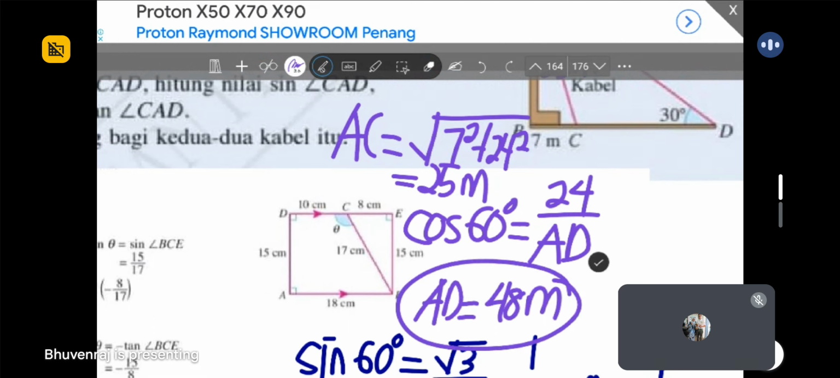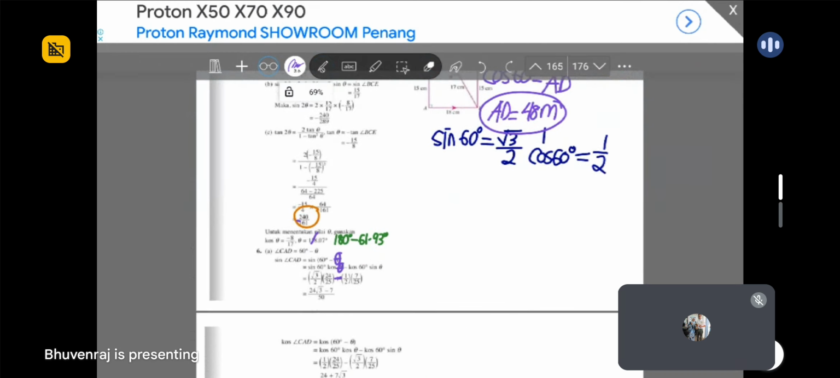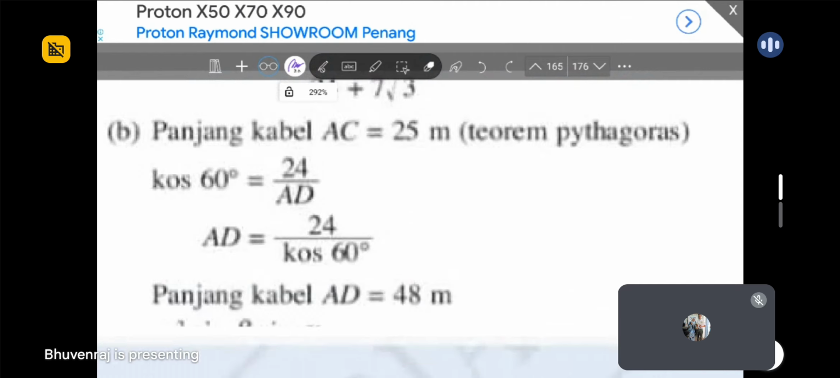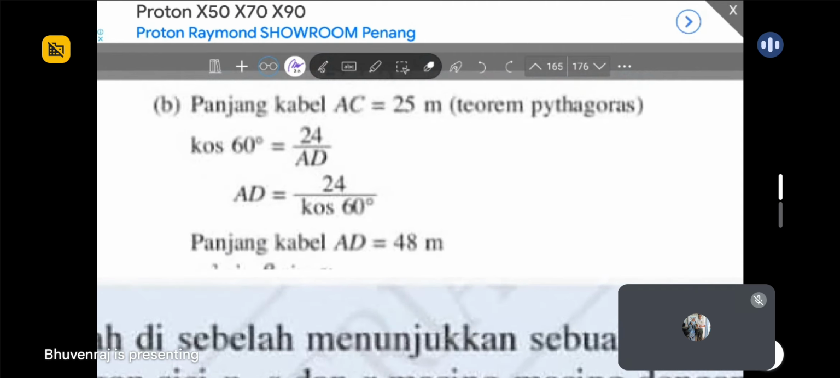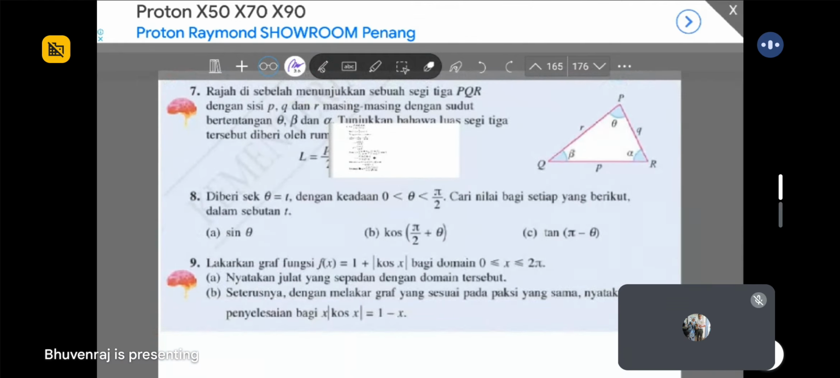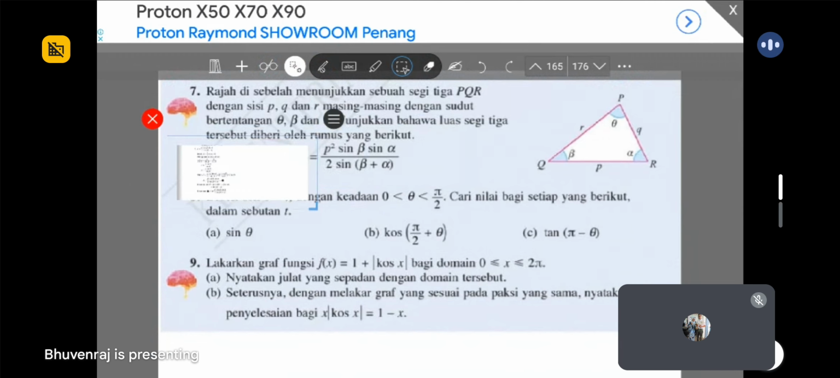You will get this answer. Okay, so you already get the answer. So AC is 25 meters, AD is 48 meters. Okay, so this is the answer. Very basic concept of trigo. Okay, are you clear? So we have done question 6 already. Now we come to question 7, question 8, and also question 9.